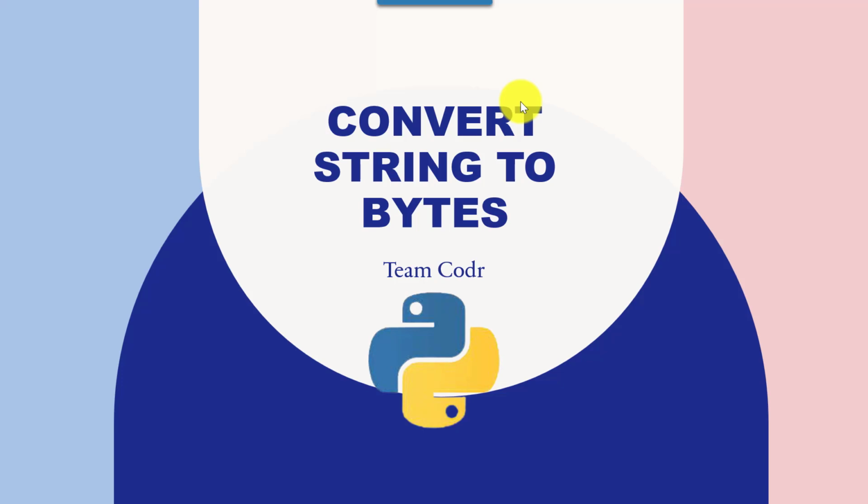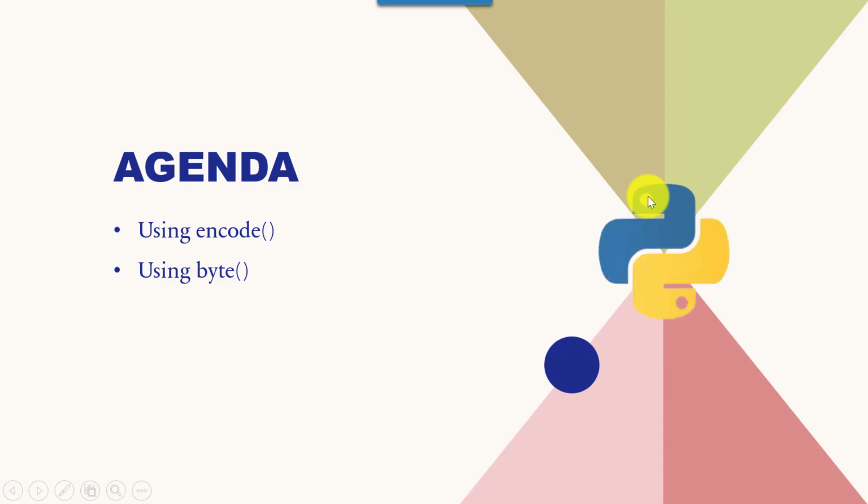Hello and welcome everyone. In one of our previous tutorials, we have understood how we can convert bytes data to string in Python. And in this video tutorial, we are going to understand how we can convert a string type data into bytes. So in this video tutorial, we will cover two different methods to convert string type data to bytes. The first method is by using the encode method and the second method is by using the byte constructor. So I will quickly move to my Jupyter notebook.